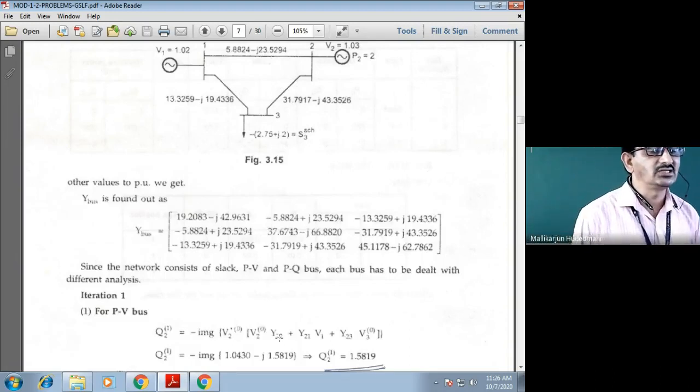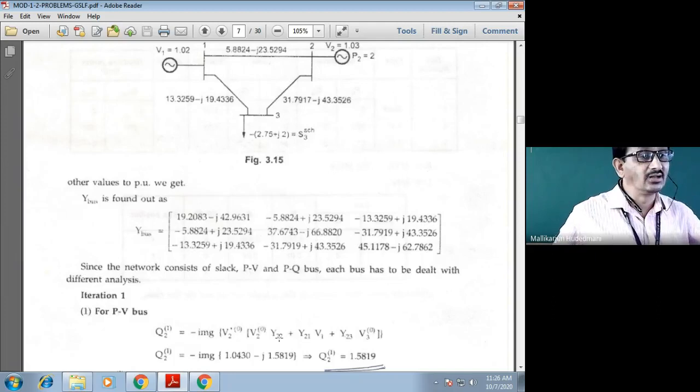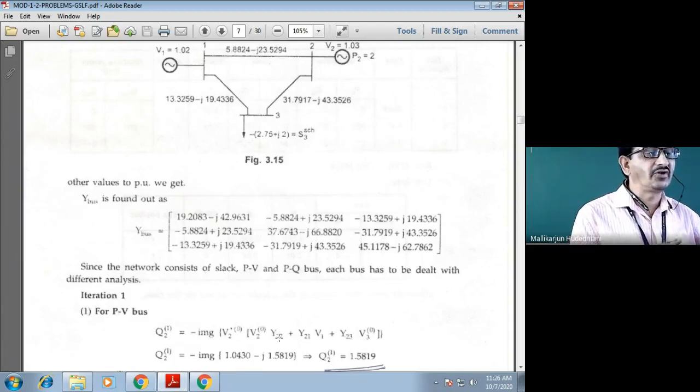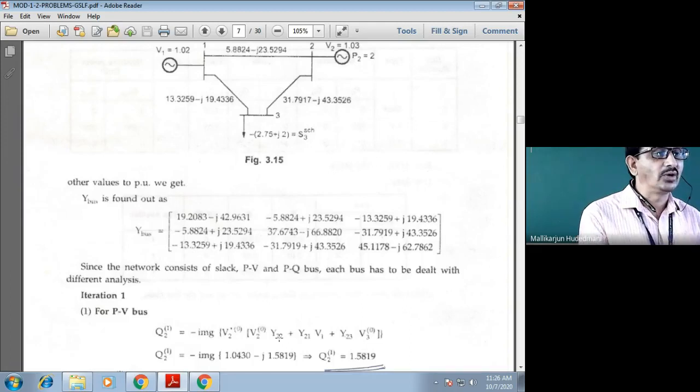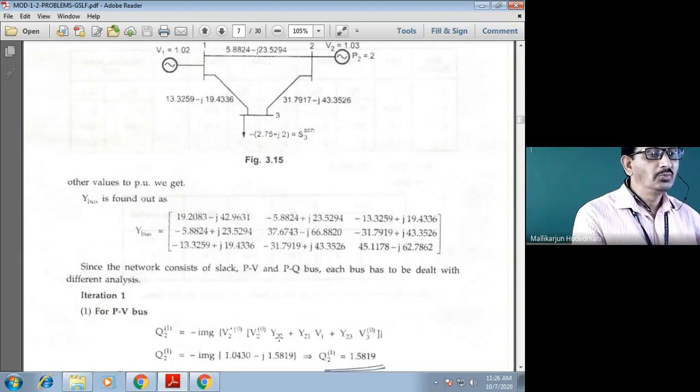1 to 1, there is a connection. It means you will find a full matrix. Nothing is 0 over here. So these values need to be justified by you by taking a cross check. What is Y11? Addition of 1 to 1, 1 to 3. Is it there? It must be there. 13.32, 5.88. It lands on 19.2. So it's working good. Like that, numerically you must check.